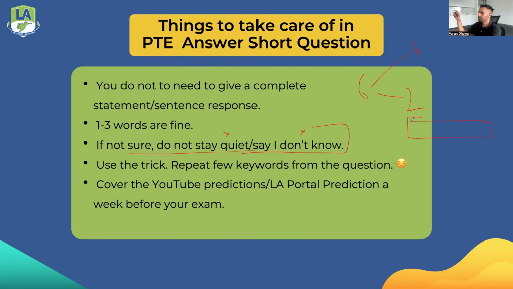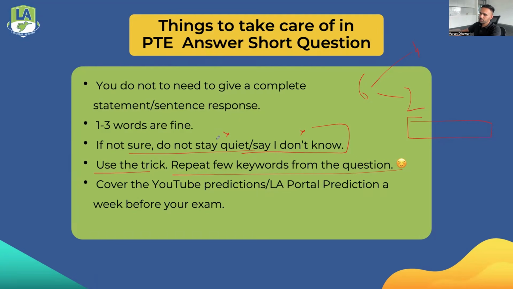If you've got options, for example, Burj Khalifa or Petronas Tower, which is the tallest building out of two? You don't really know the answer, just repeat both the options. Burj Khalifa, Petronas Tower, tallest building in the world. You have to use this trick. If you don't really know the answer, do not keep quiet. Repeat few keywords from the question.